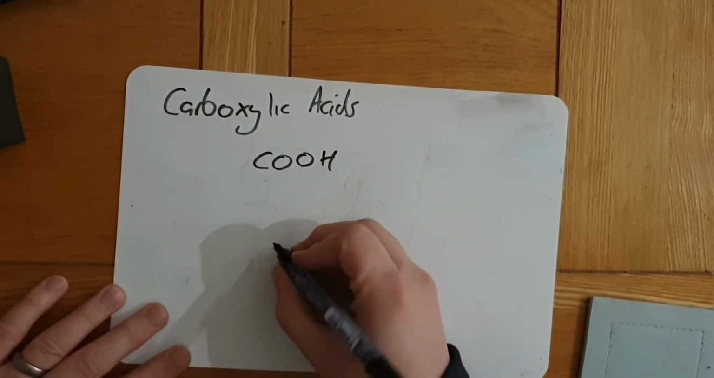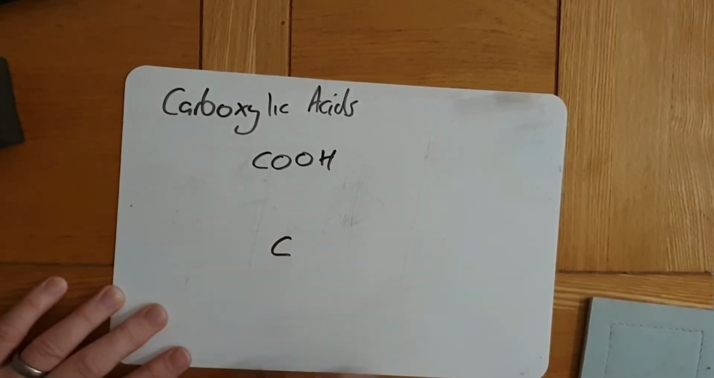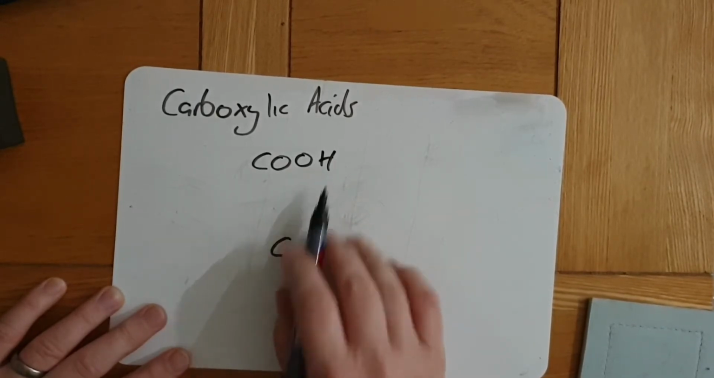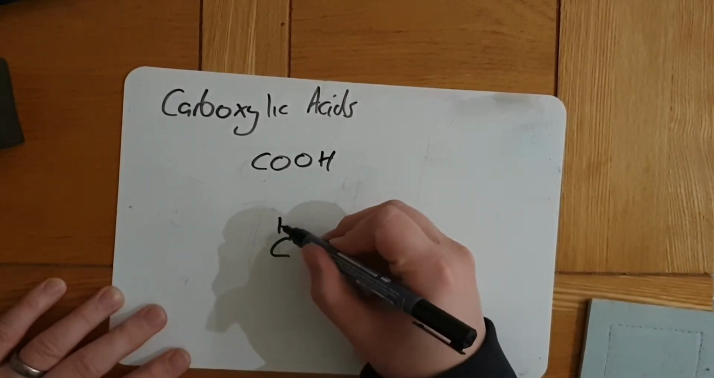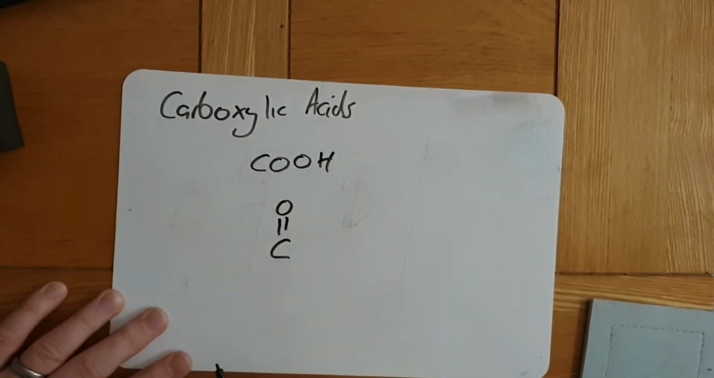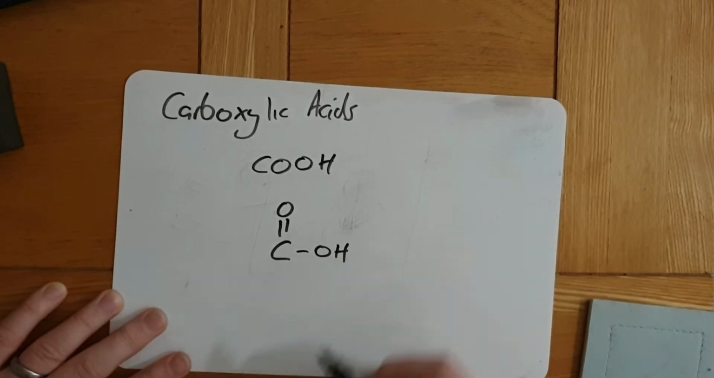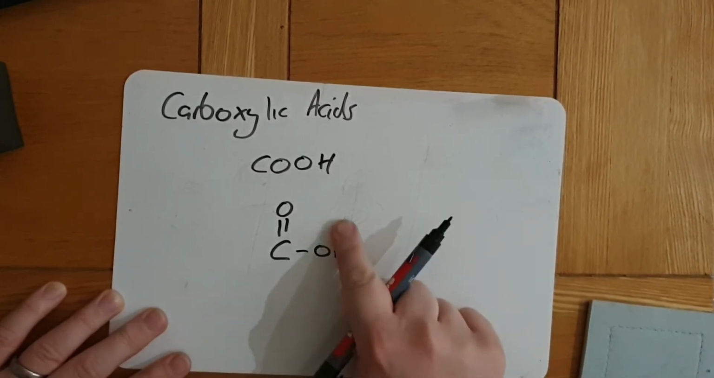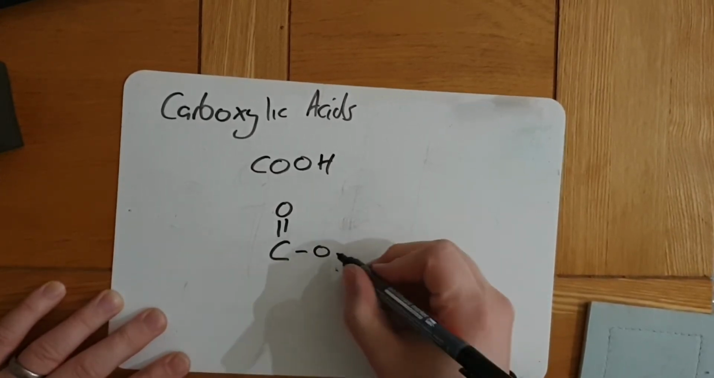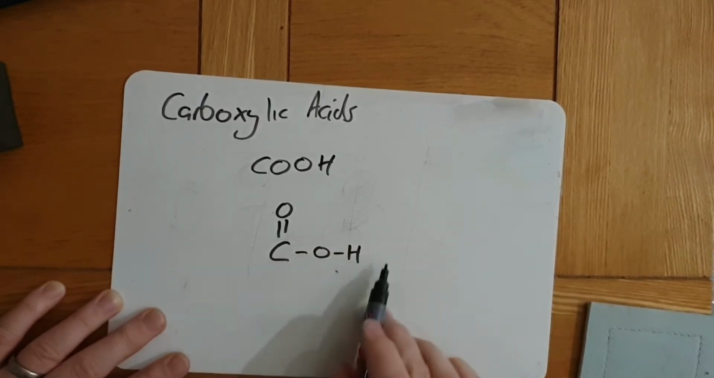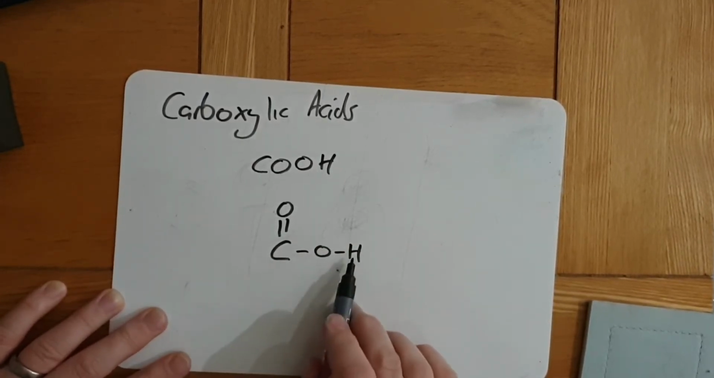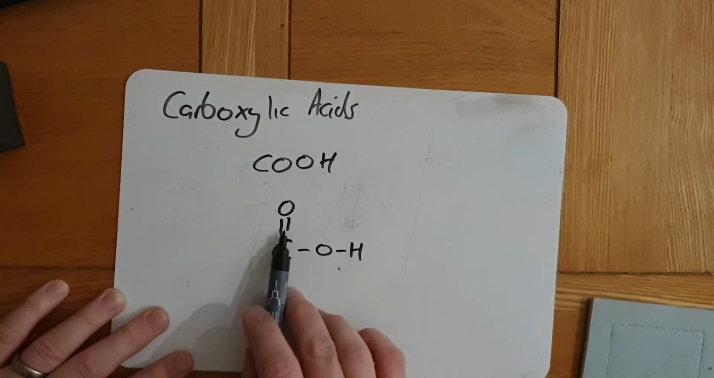what that is, you've got a carbon. So remember, carbon has to make 4 bonds, oxygen has to make 2, and hydrogen needs to make 1. So you've got a carbon, it is double bonded to an oxygen, and then it's got an OH on it. We could also write the OH as O-H. So that bit's very similar to an alcohol, but it's also got the double bond O on it.